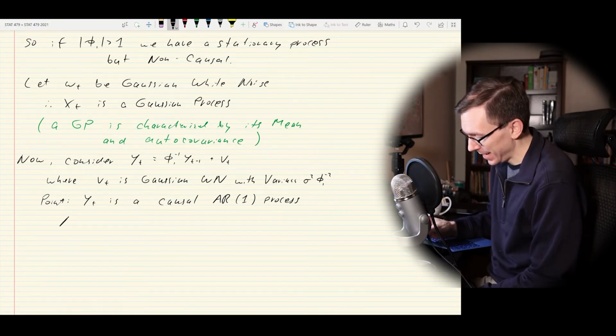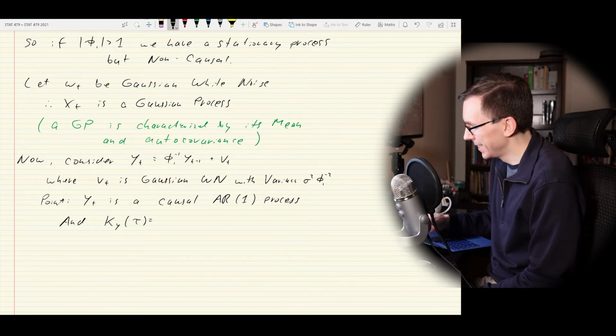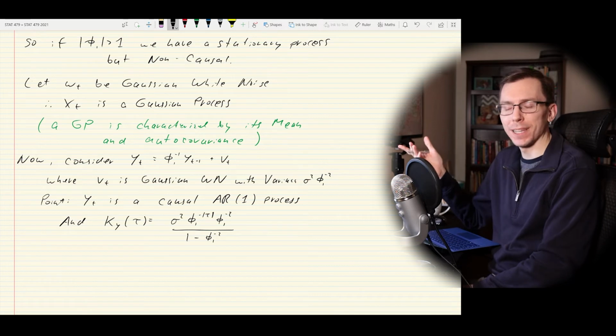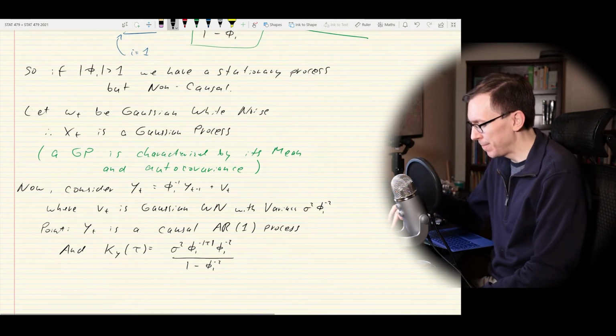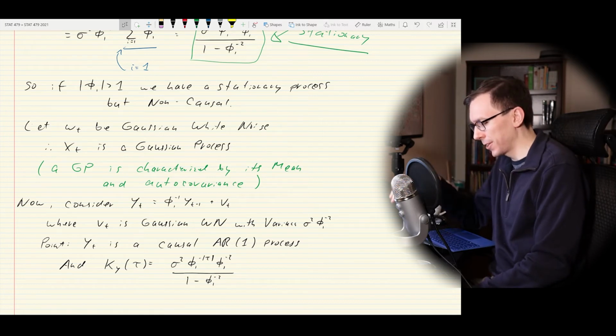And if we take the time to actually write it out, we find that the autocovariance of y at lag tau just so happens to be something that's going to look like sigma squared phi 1 to the minus tau, phi 1 to the minus 2 divided by 1 minus phi 1 to the minus 2, which you can get just based on the formula that you would have done back in the earlier notes, or I think we did it in assignment 1 as well as earlier in the notes.